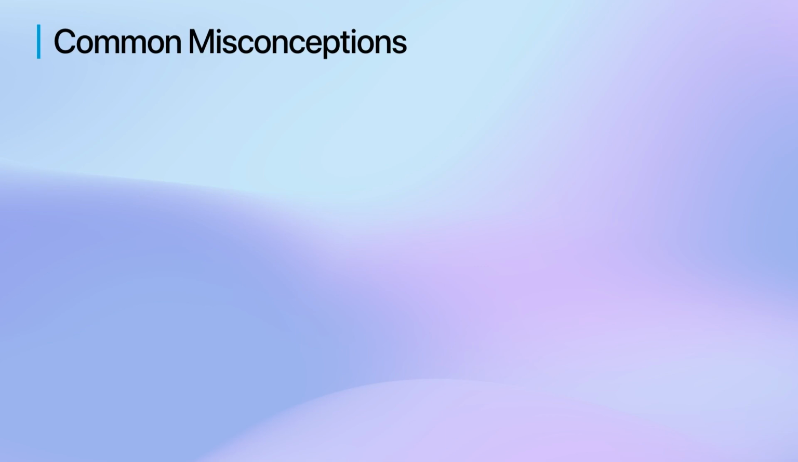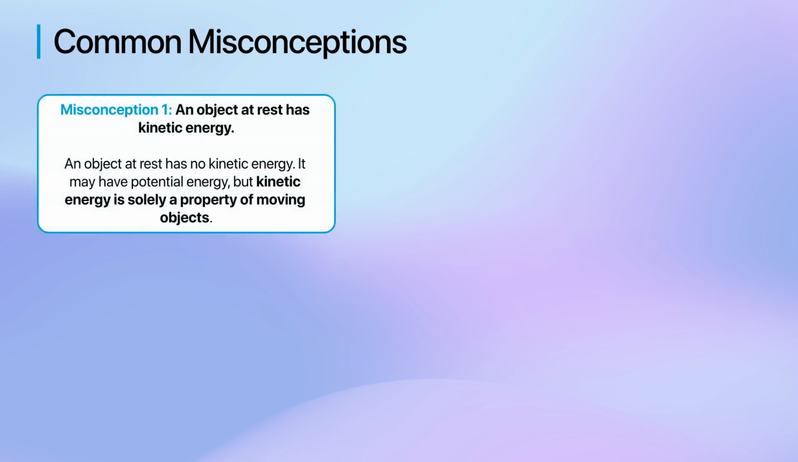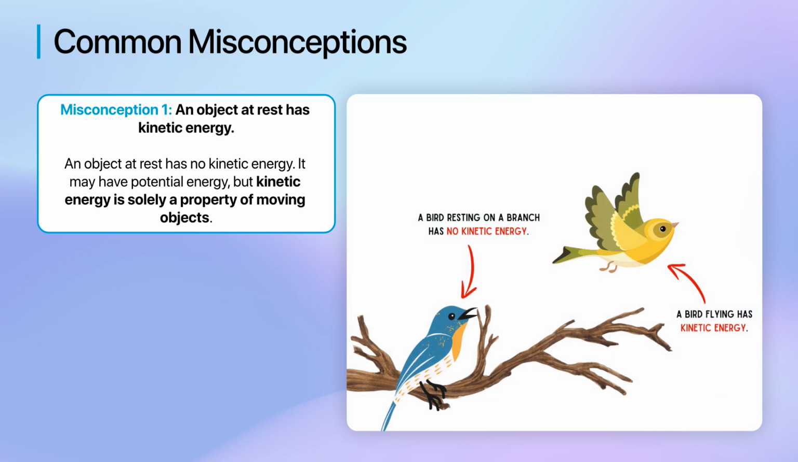Before we round off, let us clarify a few misconceptions about kinetic energy. The first misconception is that an object at rest has kinetic energy. This is not true. An object at rest has no kinetic energy. It's important to remember that kinetic energy is solely a property of moving objects.